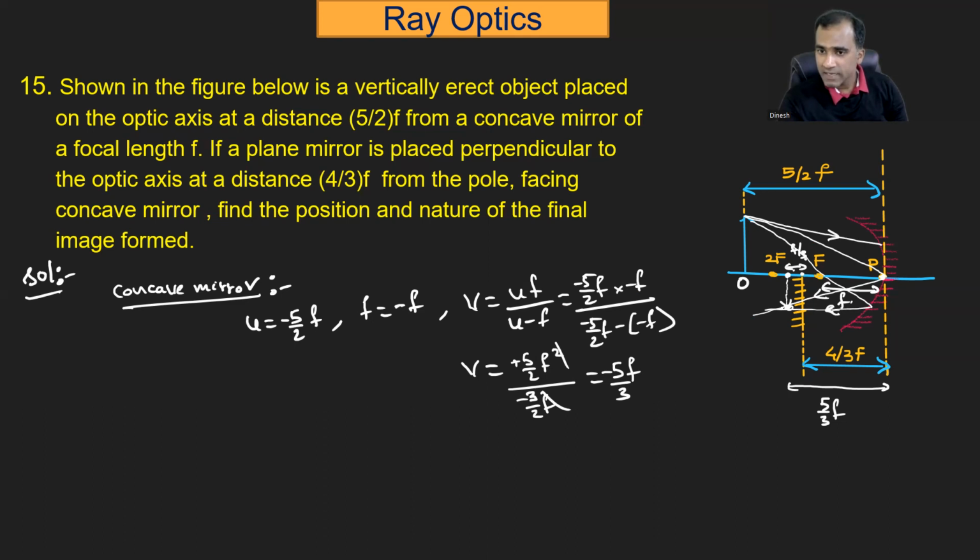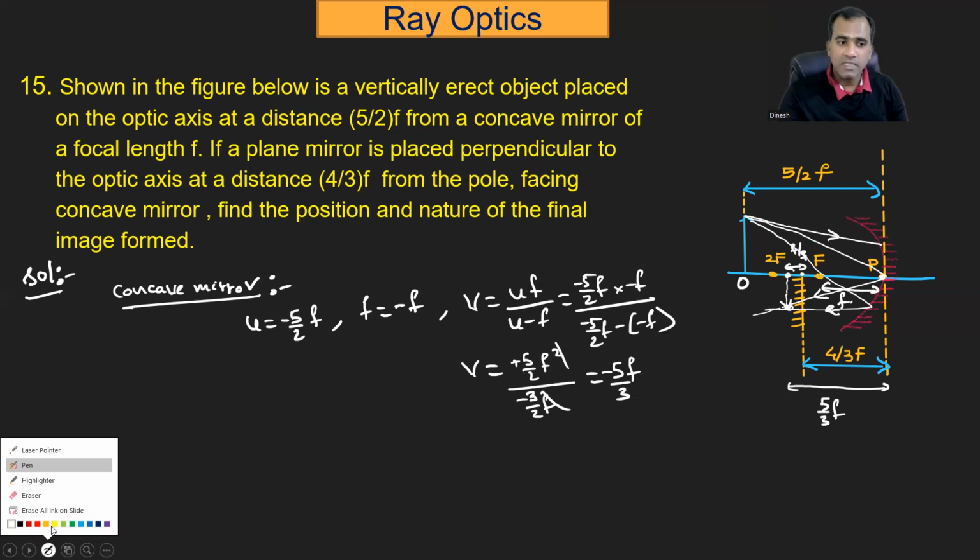But will these rays reach this point? Will the rays coming from the object, after reflection, they are supposed to meet here. But because of the presence of this mirror, will the rays go beyond the mirror? Is that possible? No. So what happens now? These rays, how will they act? This image is actually a real image for this mirror. For this mirror, this is a real image.